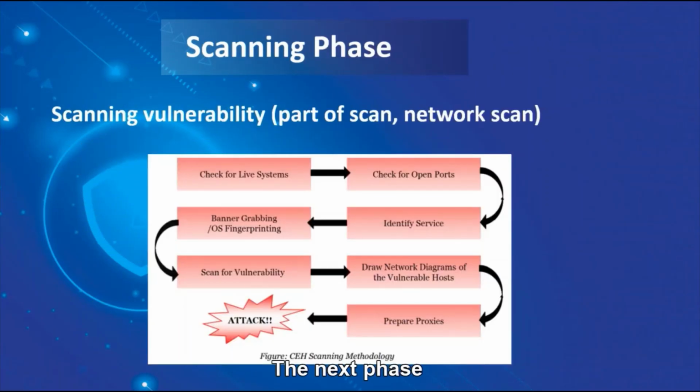The next phase will be scanning. This is a method which the hackers perform before they attack the network. In scanning, the hacker uses the details gathered during reconnaissance to identify specific weaknesses. Scanning can be considered a logical extension and overlap of active reconnaissance.